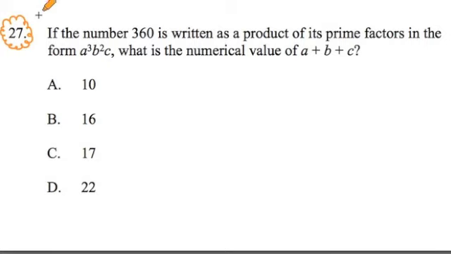It involves prime factorization. First I'll read it over, and then I want you to read it over to get practice with some of that language that you'll see on these new harder problems. It says, number 27, if the number 360 is written as a product of its prime factors in the form a to the third times b to the second times c to the first, what is the numerical value of a plus b plus c?